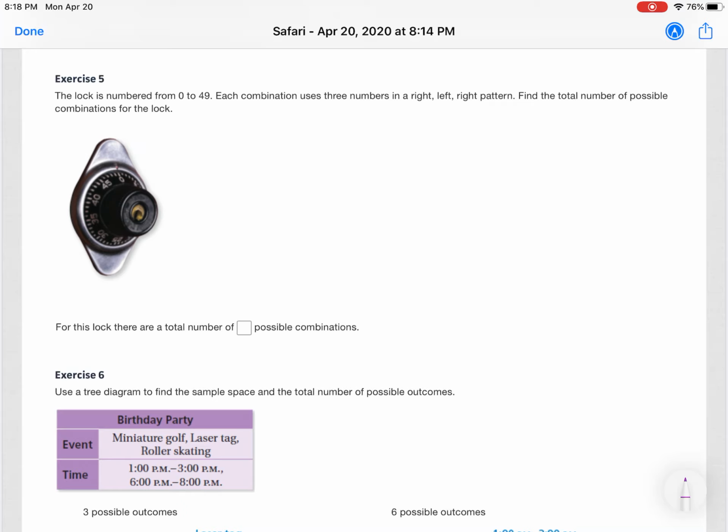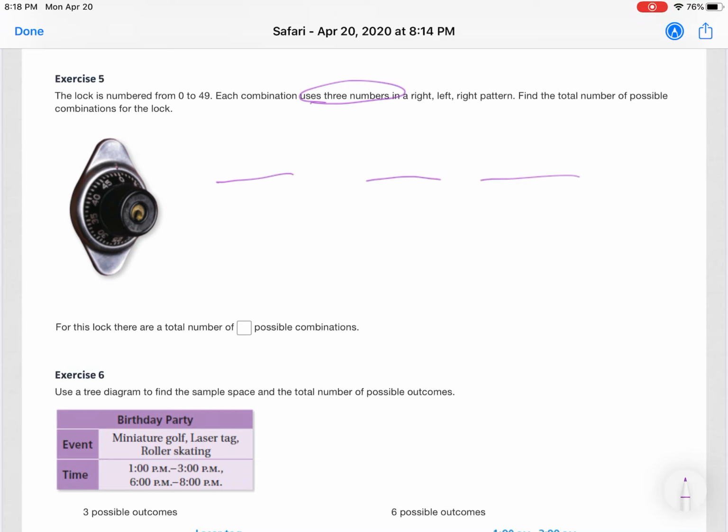Number 5, the lock is numbered from 0 to 49. Each combination uses 3 numbers in a right, left, right pattern. Find the total number of possible combinations for a lock. So there's 3 numbers in this lock. I think that the easiest way to figure this out is the fundamental counting principle.